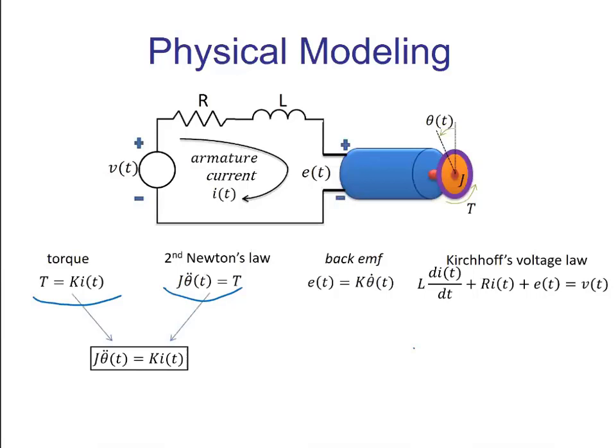Now, from the first two equations, we just put in T. Instead of T in the second equation, we put KI, right? So we take T from here and put the KI here, and then we get that equation. Any questions so far? This is just simplifying and getting rid of some of the variables. We want to get rid of E and of T, which are auxiliary variables. We don't want them.